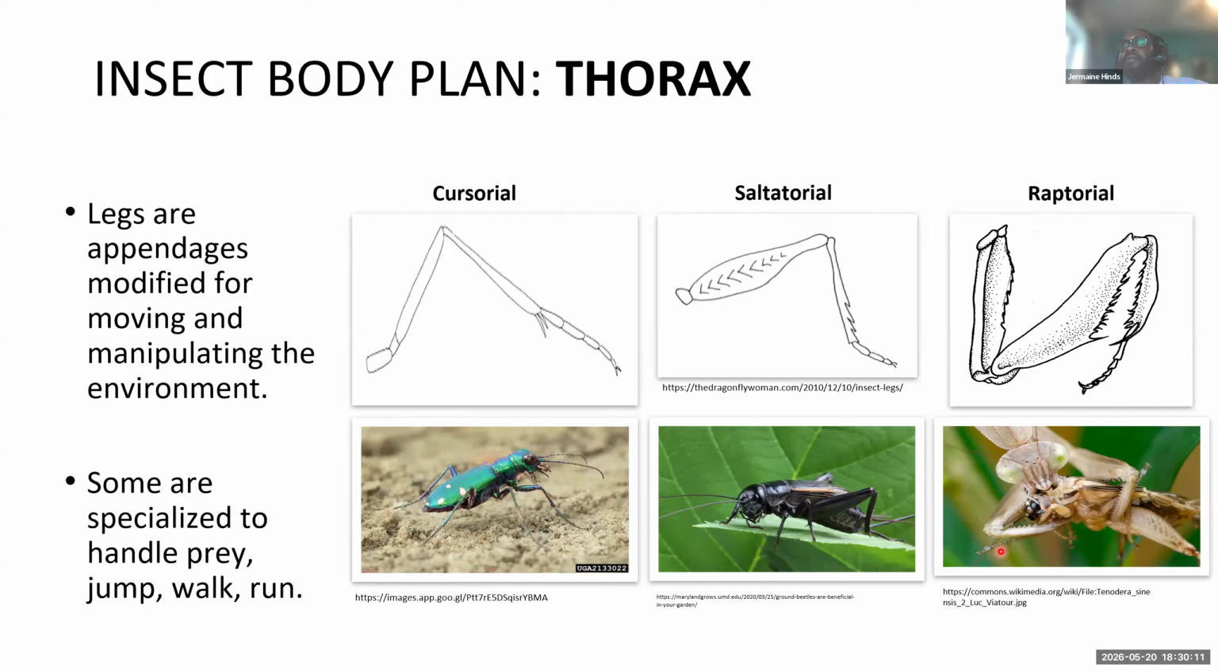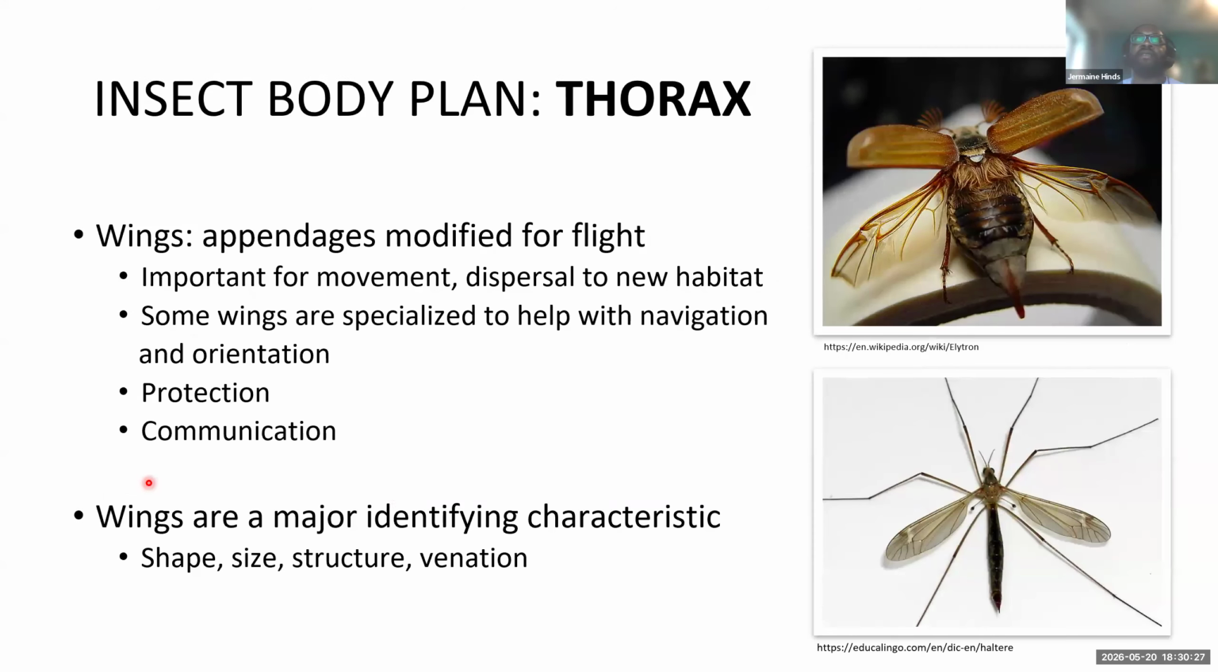So all these insects have very different ways that they interact with the environment. So their legs, their wings. The thorax is again locomotion. Legs are how they move through the environment. Then wings, right? Wings are appendages that have been modified for flight. That's important for movement and dispersal to a new habitat. In some insects, wings are specialized to help with navigation and orientation, protection, or communication.